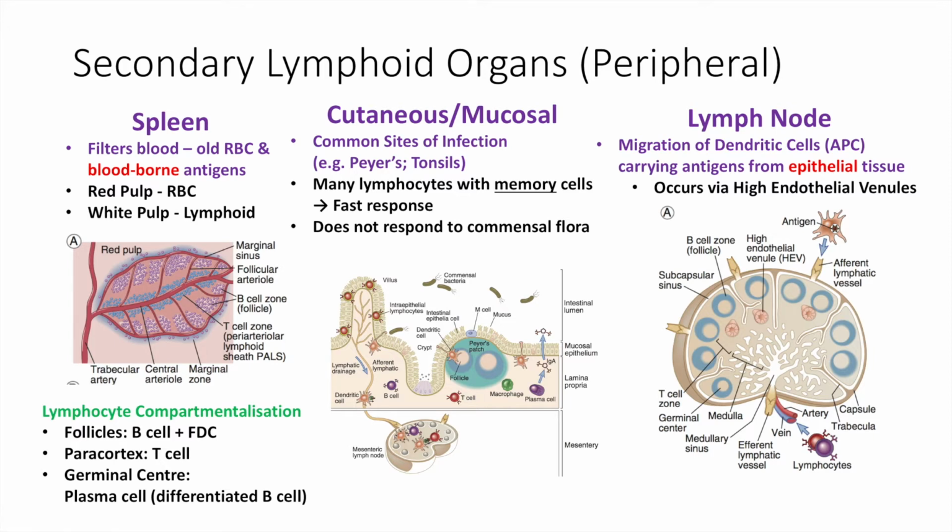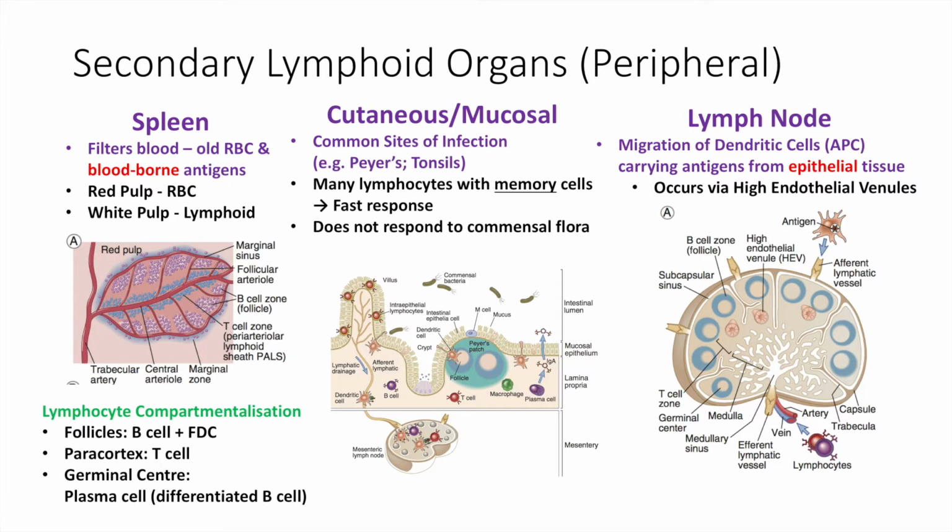However, in the body, there are many surfaces that are exposed to the environment and therefore can be common sites of infection. These include your GI tract, your mouth, and your skin. So therefore, you have things like Peyer's patches and tonsillar lymphoid tissue in some of these areas, so that your body can mount a fast response to any antigen that is presented within that area. It's important to note that they do not respond to commensal flora. This means that for example, the Peyer's patches in the GI tract do not respond to bacteria that are part of the normal microbiome in the GI tract.